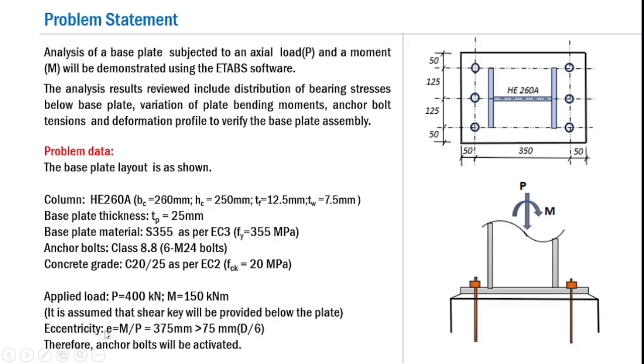For the present case, the load eccentricity e will be M by P, that's 375 mm. That is obviously greater than D by 6, that is 450 by 6, equal to 75 mm. Accordingly, we conclude that the anchor bolts will be activated. That means under the applied load, the anchor bolts will be under tension.